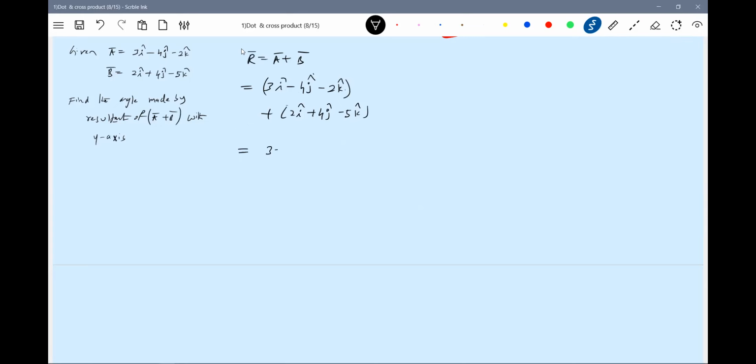Addition of vectors, no, this will be 3 plus 2 i cap, minus 4 plus 4 j cap, minus 2 minus 5 k cap. 5 i cap will be 5, minus 4 plus 4 will be 0, and this will be minus 7 k cap. So this will become 5 i cap minus 7 k cap. Okay, this is the resultant R bar.